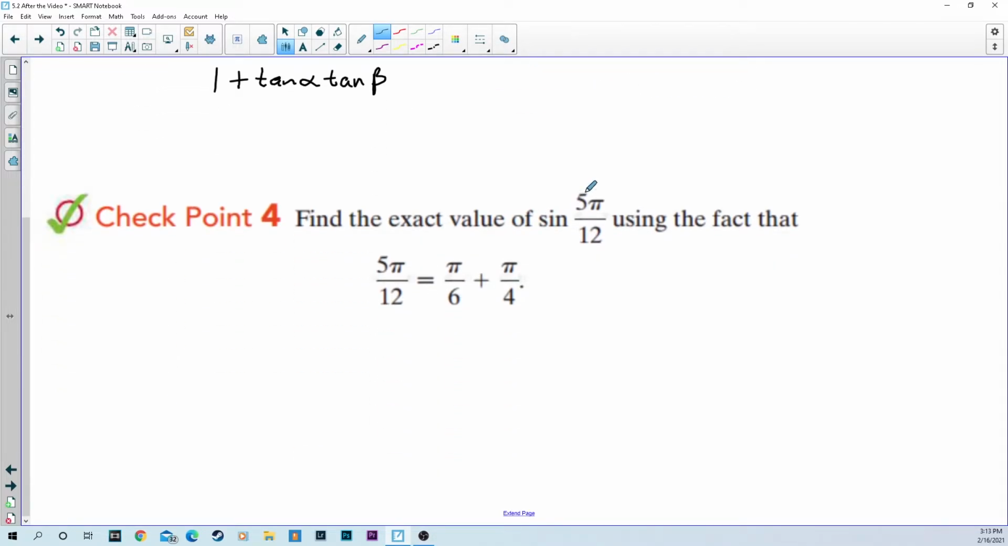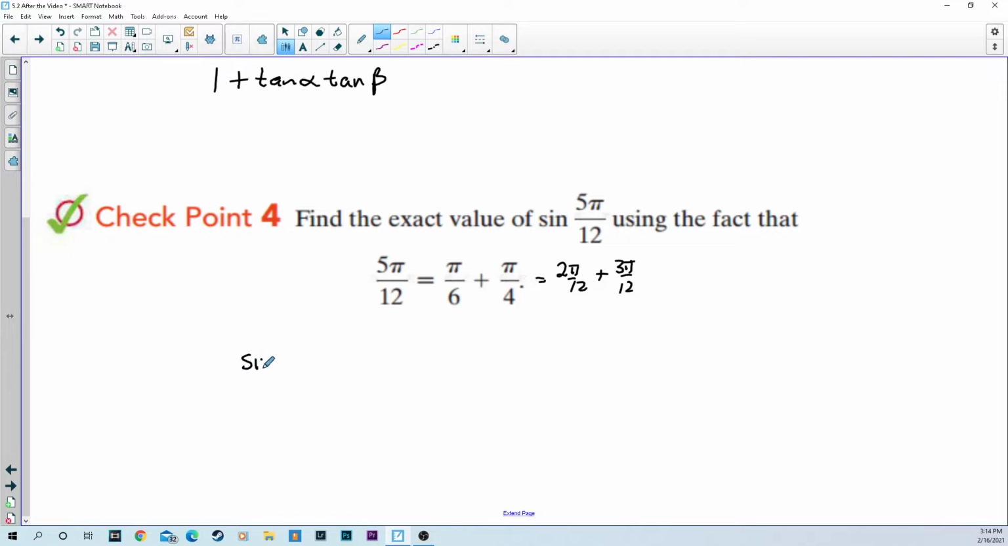Find the exact value of sine of 5 pi over 12 using the fact that 5 pi over 12 is pi over 6 plus pi over 4, which is, really if we have 2 pi over 12 plus, and if we multiply the top and bottom by 3, it's 3 pi over 12. So that's where they're getting the 5 pi over 12. Find the exact value of the sine.